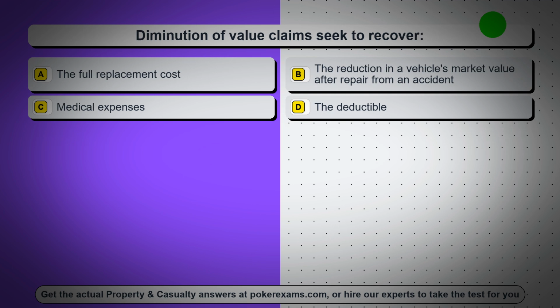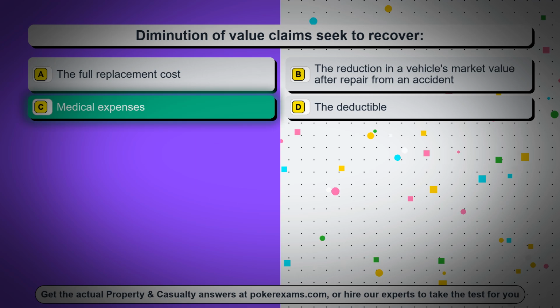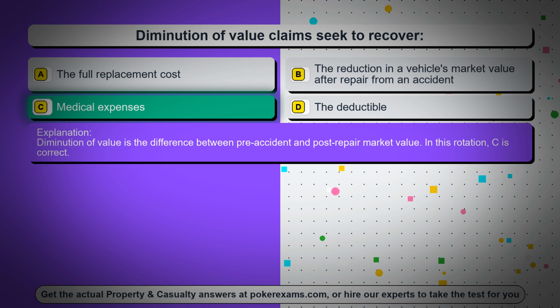Question 72. Diminution of value claims seek to recover: Option A, the full replacement cost. Option B, the reduction in a vehicle's market value after repair from an accident. Option C, medical expenses. Option D, the deductible. The correct answer is option C, medical expenses. Diminution of value is the difference between pre-accident and post-repair market value. In this rotation, C is correct.